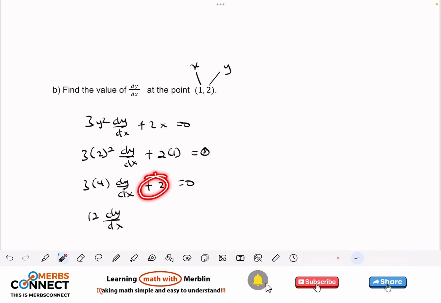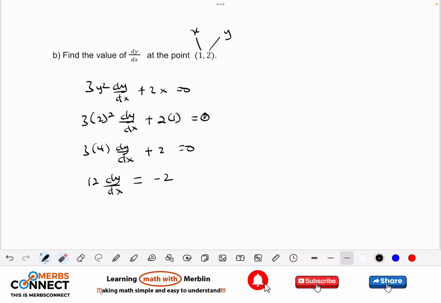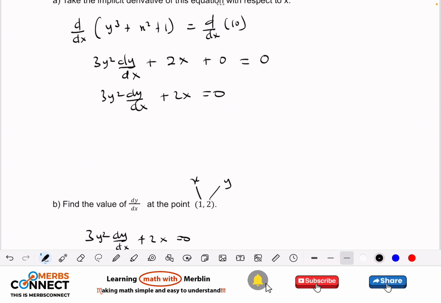So I'll move this guy to the right, changing the sign to minus, or like subtracting 2 here, subtracting 2 here, which is going to give us minus 2. Divide through by 12, divide through by 12. This cancels this. So we are going to have dy over dx equal to minus 2 divided by 12, which is minus 1 over 6. Good. So that's what we can do.